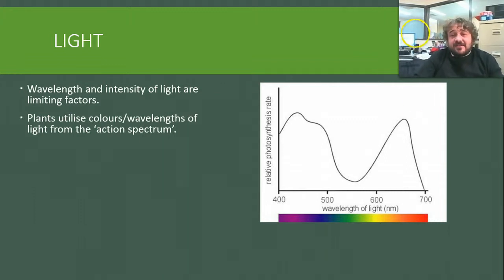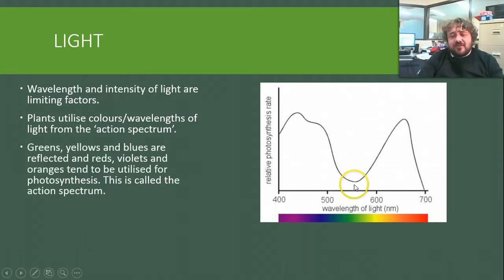Plants tend to utilize this area here, so your violets, your reds and oranges. This is called the action spectrum. This section in the middle here is all reflected. These are your greens and blues. These tend to be reflected, and that's what gives plants their green color. So this is the action spectrum. This is the section that's useful.